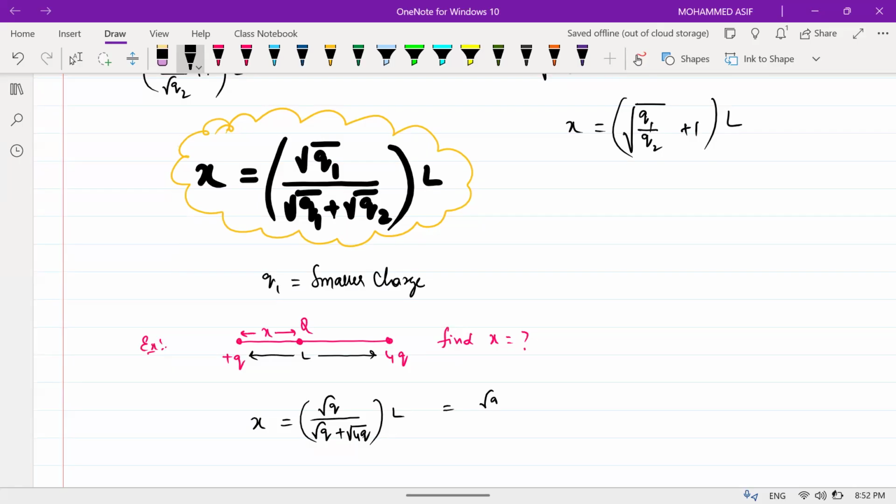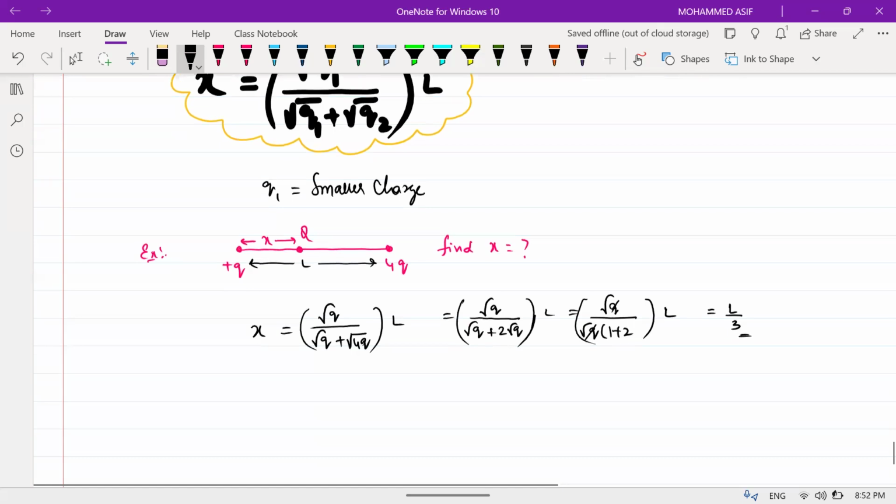It will be equal to root q divided by root q plus root 4, which is nothing but 2 into root q. Isn't it? Yes, sir. So everywhere root q will get cancelled, because it is root q divided by root q common into (1 plus 2), into L. So root q will get cancelled. So this will be equal to how much for me? L divided by 3. Yes, sir. Got it? Yeah, got it.